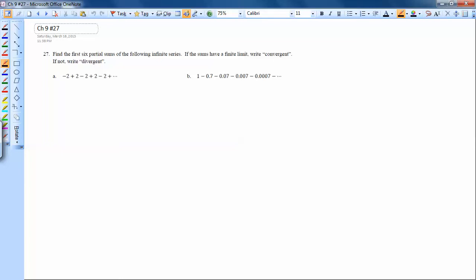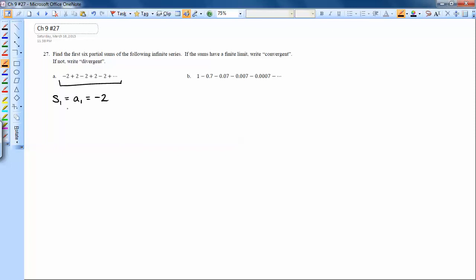Okay, so let's look at number 27, which is asking about partial sums of infinite series. The most basic way you tell if an infinite series converges or diverges is by looking at it like you make up a new sequence of numbers to examine. And it's the sums as you add each new term.